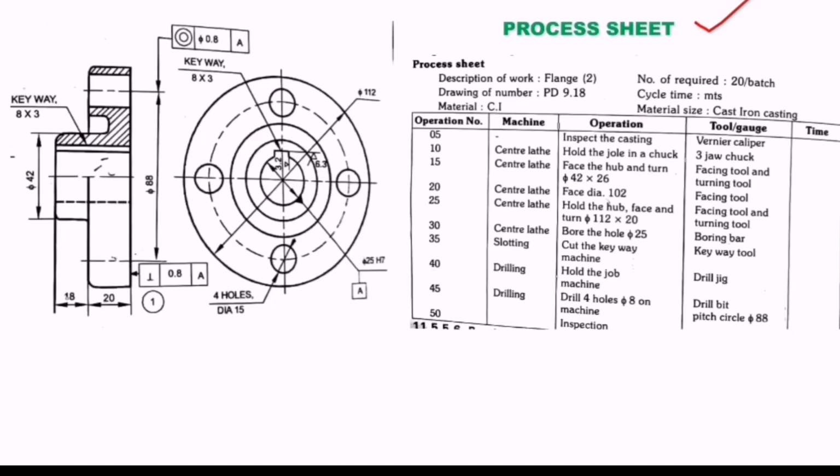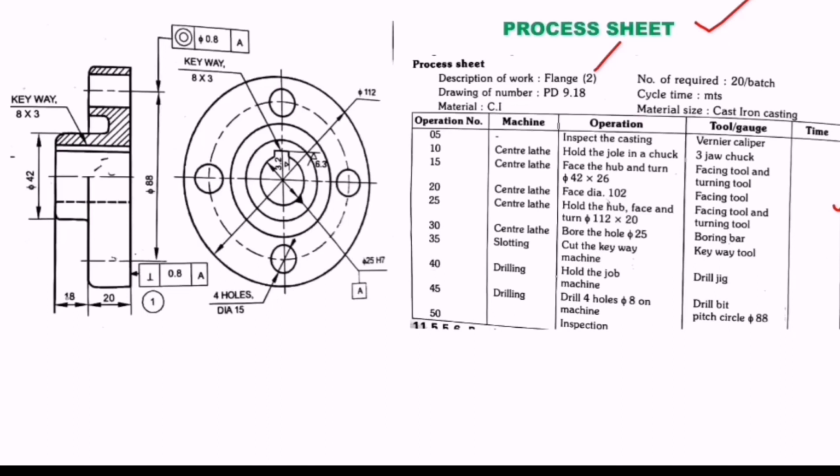Next very important thing is the process sheet. Process sheet means it illustrates the step-by-step procedure to produce an object. Here we are preparing this process sheet for the flange. Before going to explain the flange process sheet, let's see the skeleton of the process sheet.